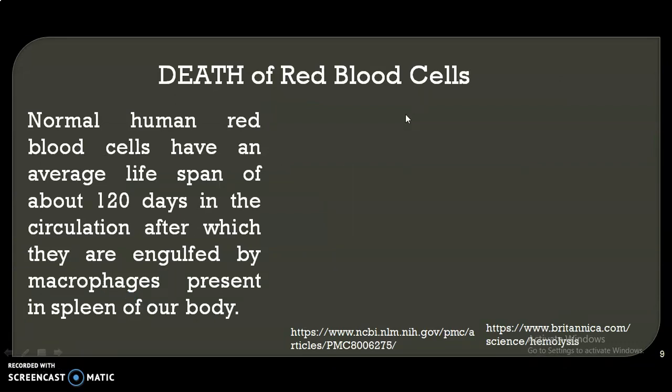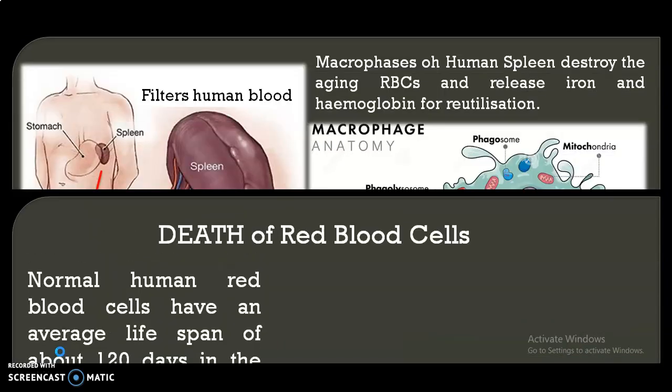How do the red blood cells die? The normal human red blood cells have an average lifespan of about 120 days in the circulation, after which they are engulfed by macrophages present in spleen of our body.